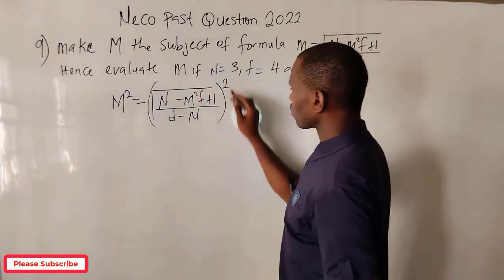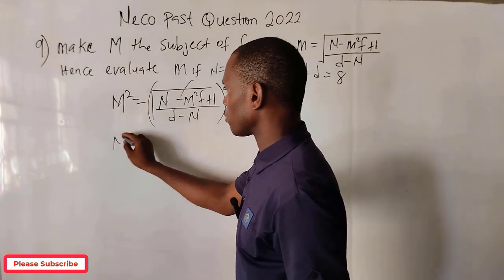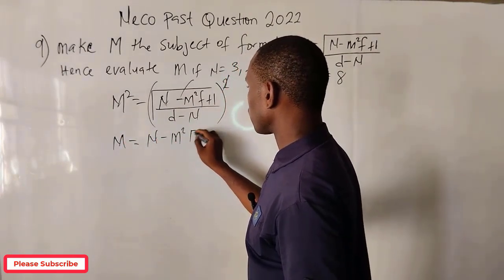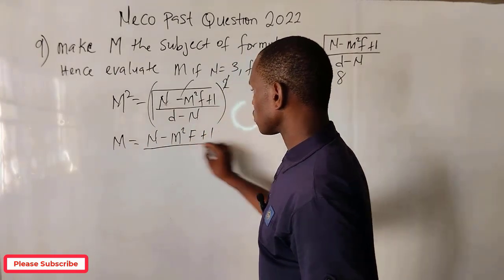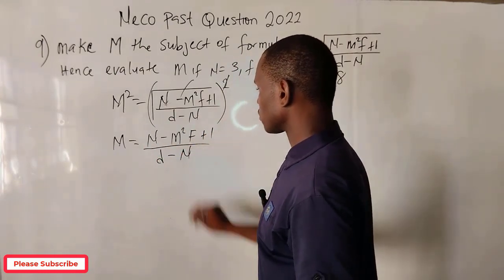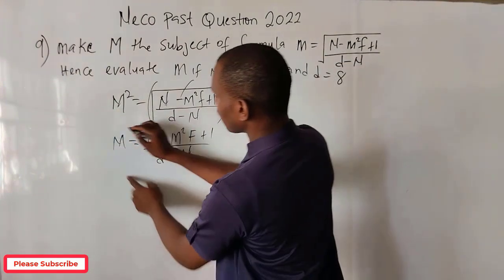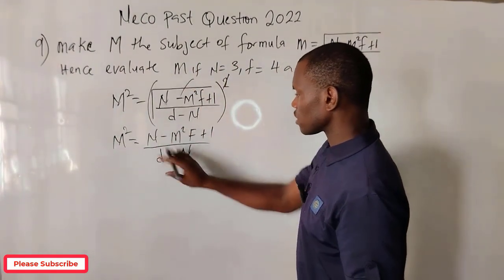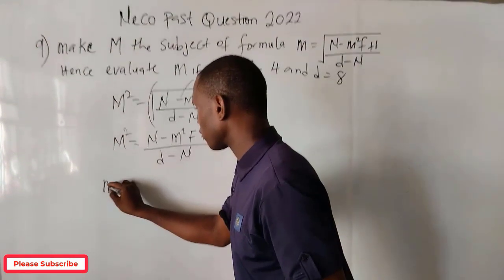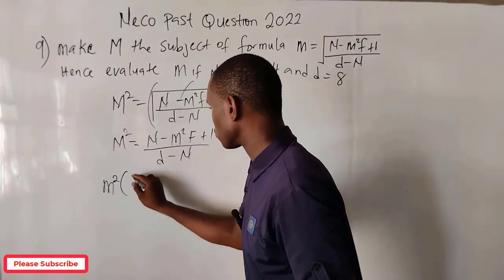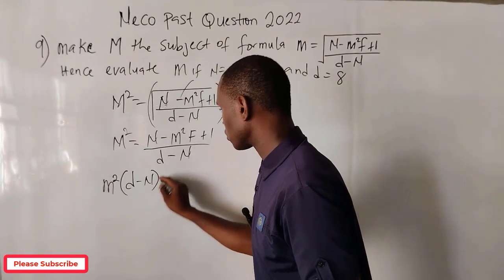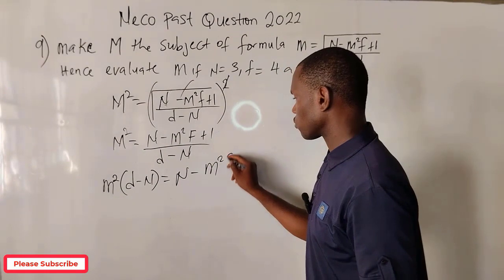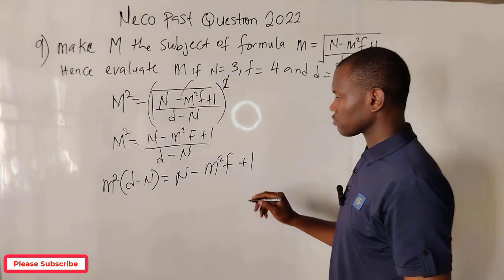All right. The square will cancel the square root. So m squared is equal to n minus m squared f plus 1 all over d minus n. This is m squared. Okay. So let's cross multiply in order to deal with the fraction. I'll have m squared times d minus n equal to n minus m squared f plus 1.